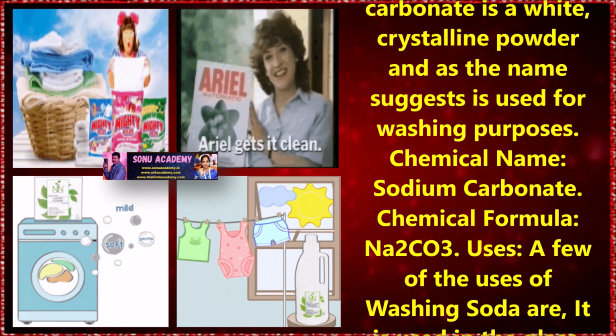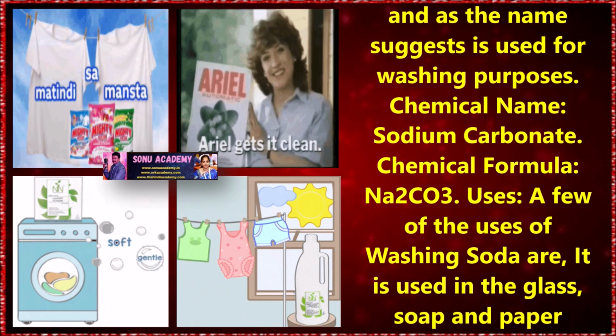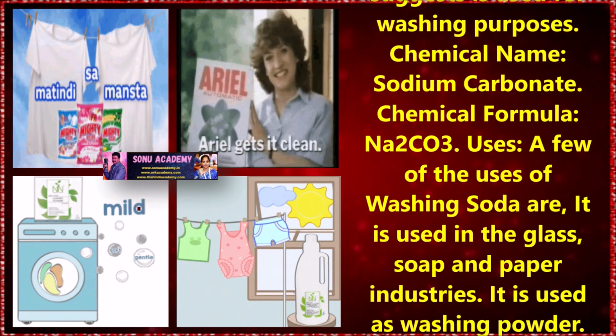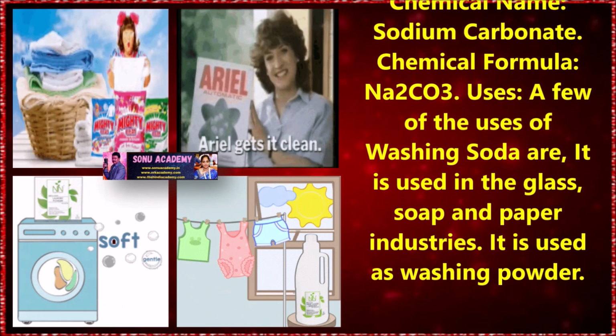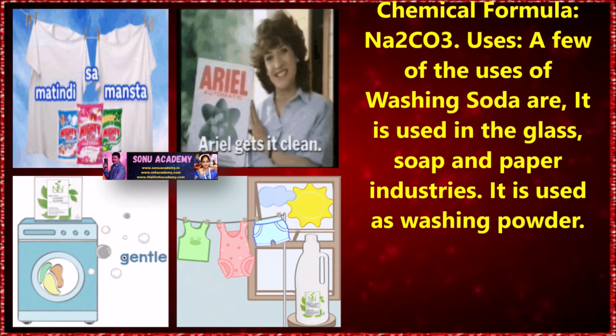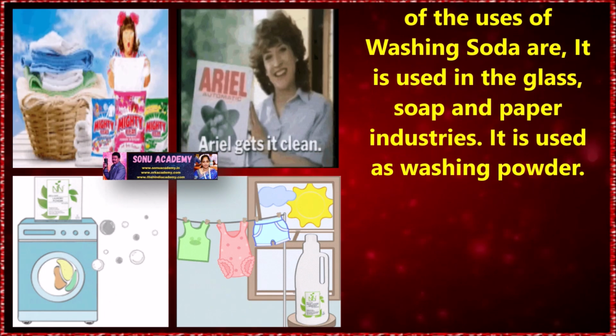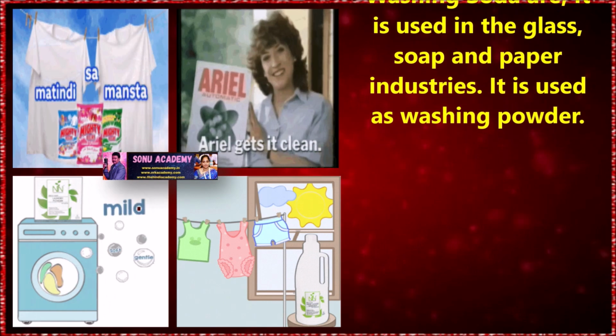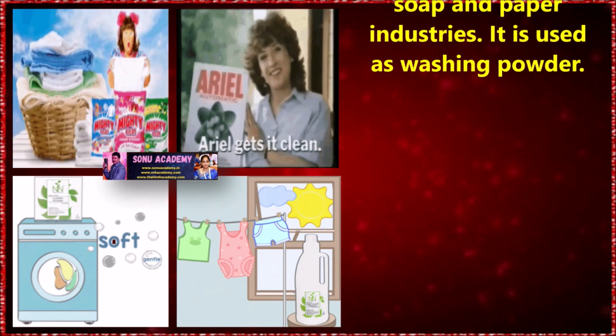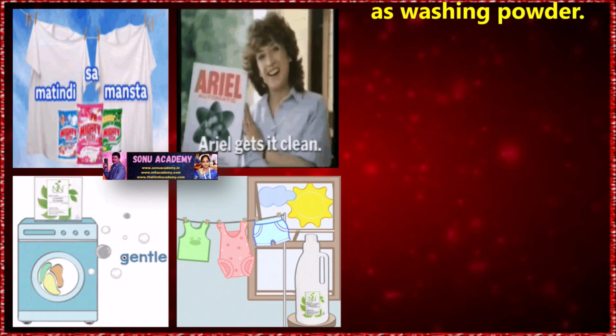Let us see the details of washing soda. Washing soda's chemical name is sodium carbonate. Formula is Na2CO3. Uses of washing soda are: it is used in glass, soap and paper industries. It is used as washing powder also.